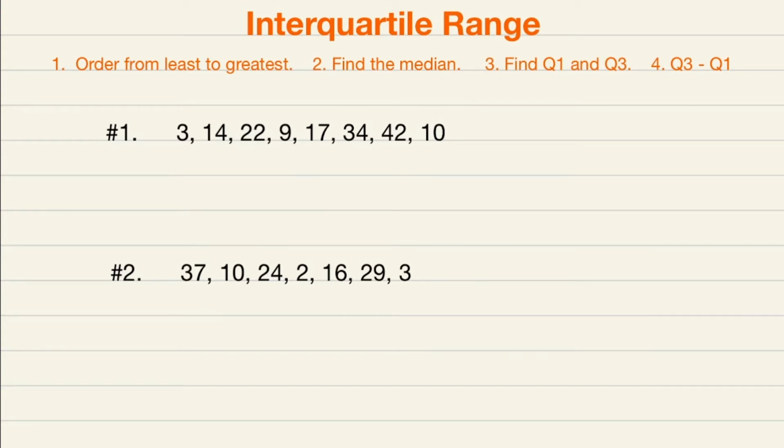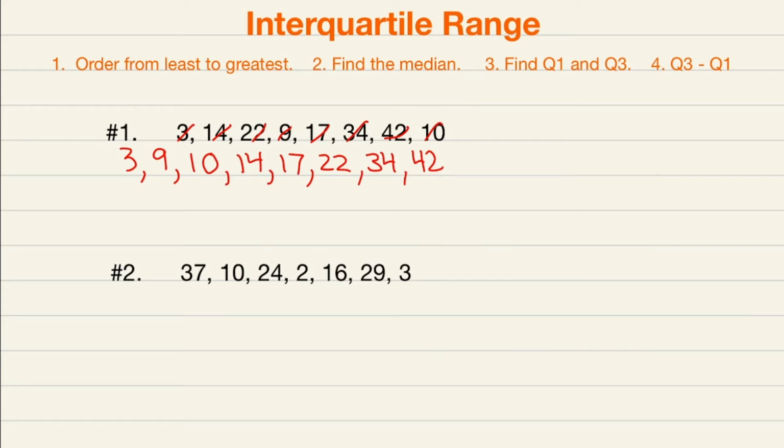So to find the interquartile range, if we take a look at number 1, we have a list of numbers here. The first thing you want to do is order your numbers from least to greatest. So my smallest number is 3. And I want to make sure that I cross out each number as I go. That way I don't accidentally miss one. So now we have 9, 10, 14, 17, 22, 34, and finally 42. So our first step is complete. We ordered our numbers from least to greatest.